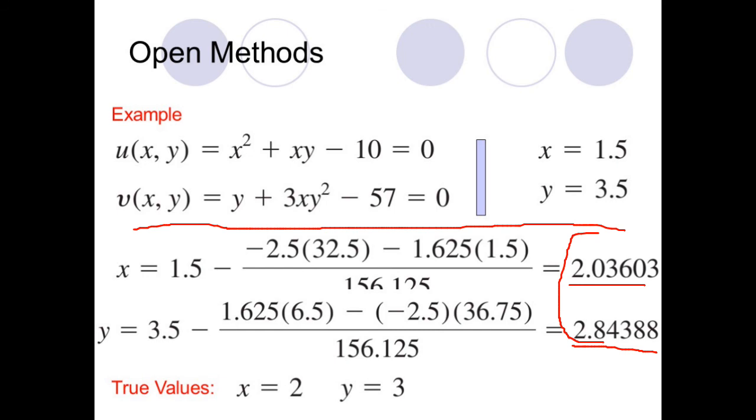If I substitute everything in this expression and take out the x and y, these two expressions are what I'm going to obtain. So as a result, at the end of my first iteration, for the x value, what I obtain is 2.03603, and for the y value I get 2.843888, and the true values are 2 and 3.